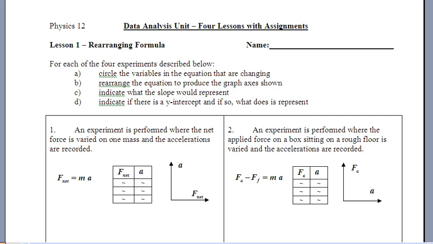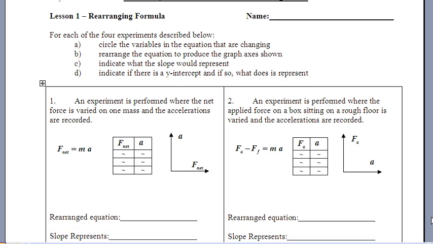All right, almost ready to go. This first lesson's kind of the biggest. Let's just look at this worksheet here for a second. This is your first one. The first few questions here, in each of the 4 experiments below, you have to circle the variables that are changing, rearrange the equation, and then indicate what the slope would represent. And if there is a y-intercept, show what that would be. Sometimes there are some and sometimes there aren't. So all of these are basically the same. I'm going to show you a little sample one here in a minute.